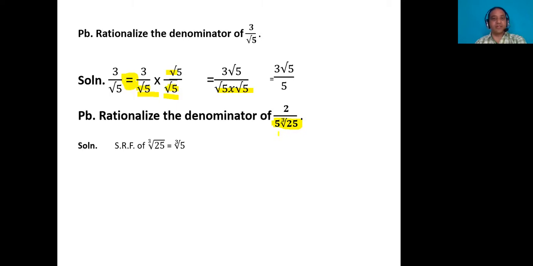So we shall multiply the denominator with cube root 5. Simplest rationalizing factor of cube root 25 is cube root 5. So we shall multiply the denominator with cube root 5, and hence we are multiplying the numerator also.